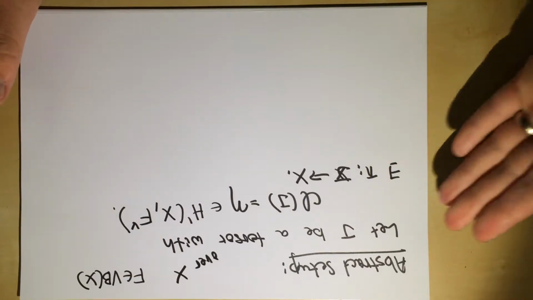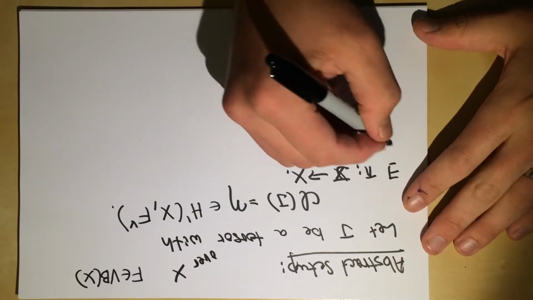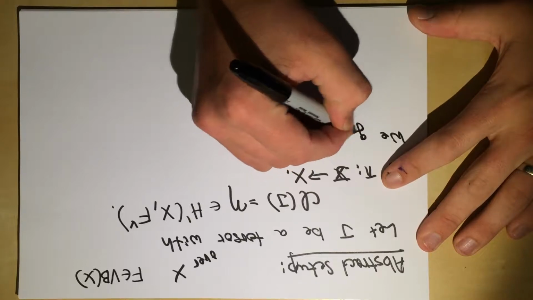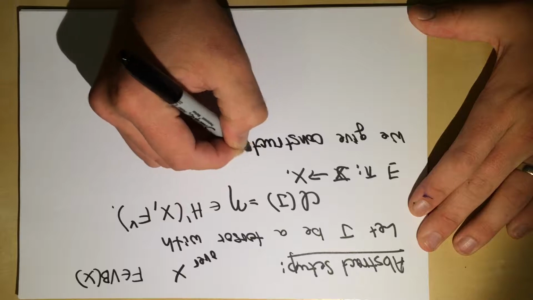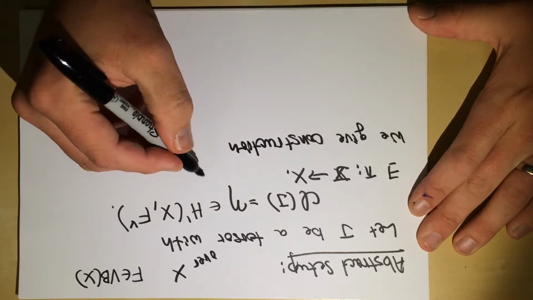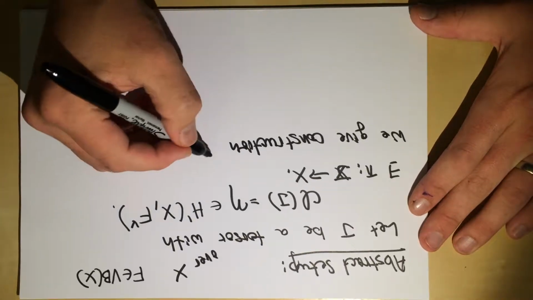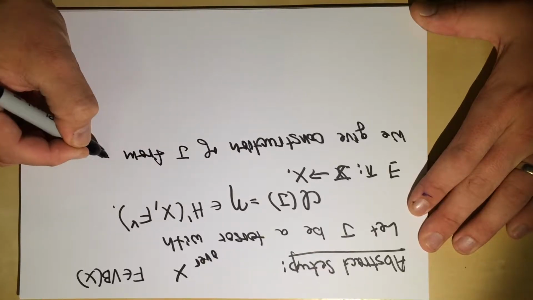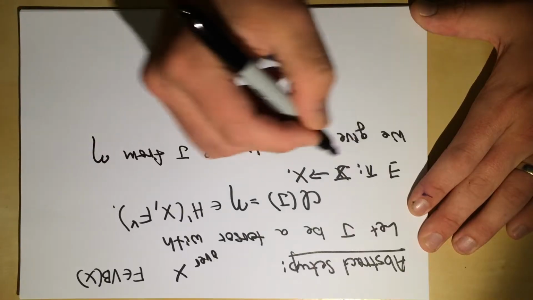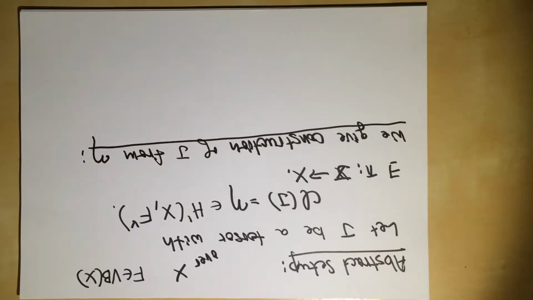And I kind of want to just give an alternative construction, based just on the cohomology class.